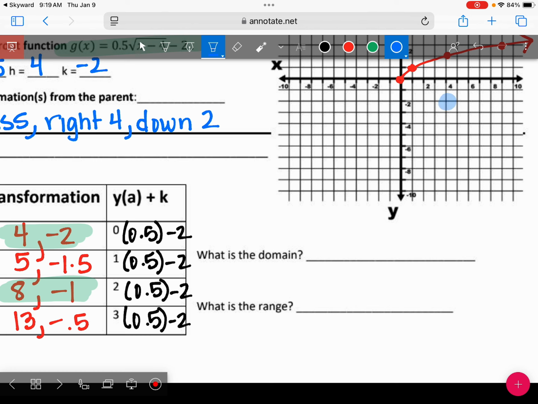So 4, -2, oops. And 8, -1, that's enough to graph it.